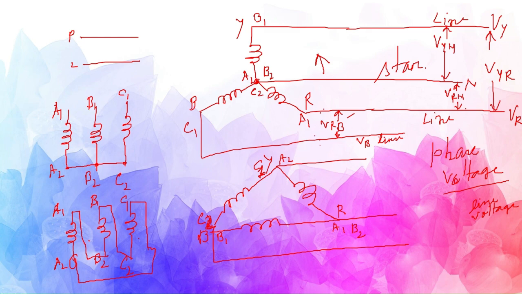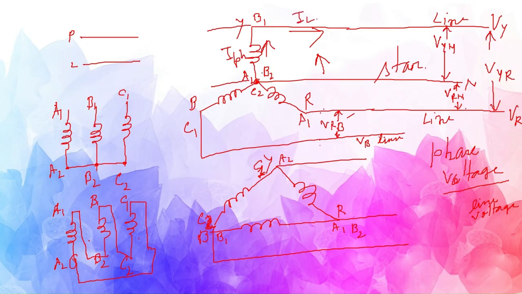Another concept is called line current and phase current. In case of star connection, you can see this line current, the same current is flowing in the phase. This part is phase, this part is phase, and out of that it is line. So the phase part we call I phase, IPH, and this part is called I line.